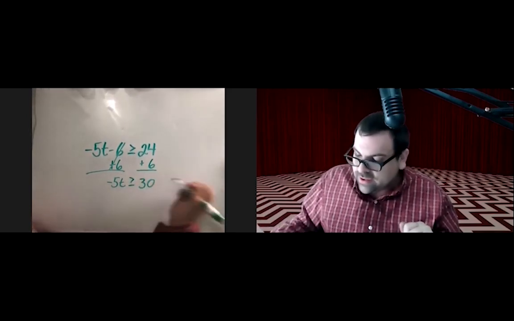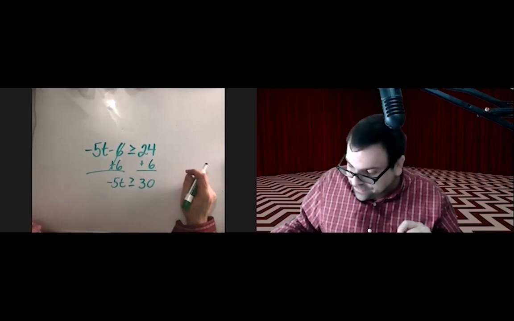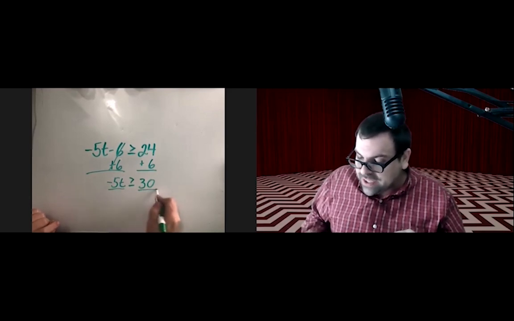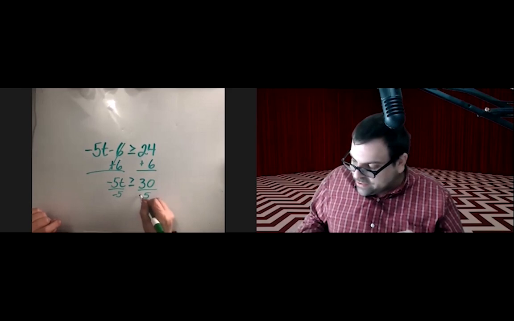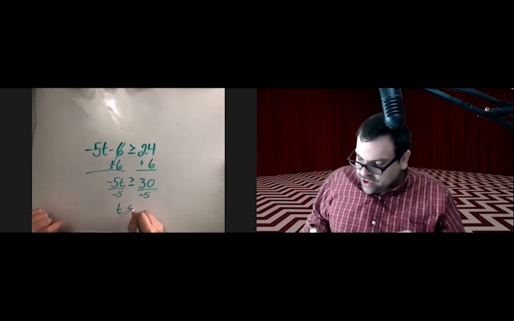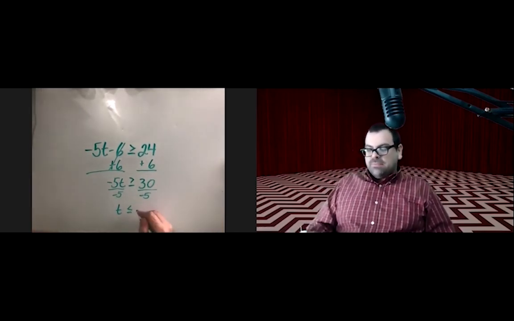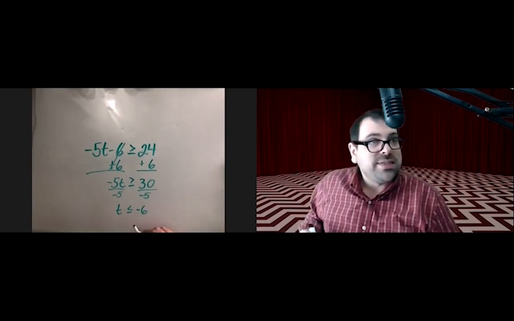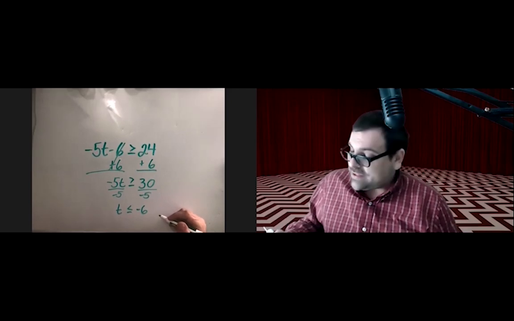The inequality symbol does not change. Here, we are going to divide both sides by negative 5. Danger, Will Robinson. Switch the inequality sign. Positive 30 divided by negative 5 is negative 6. So t is less than or equal to negative 6.